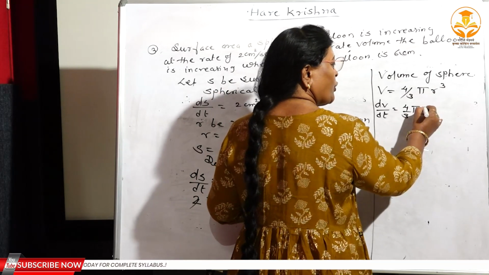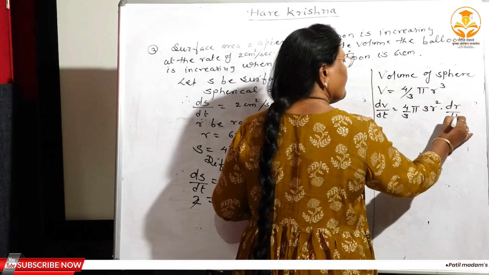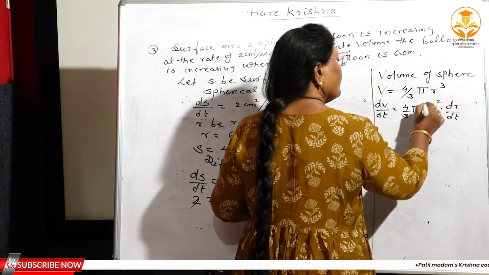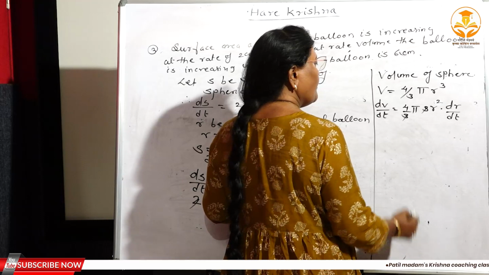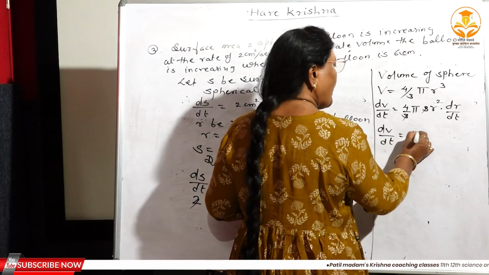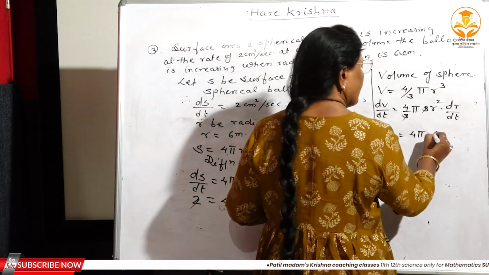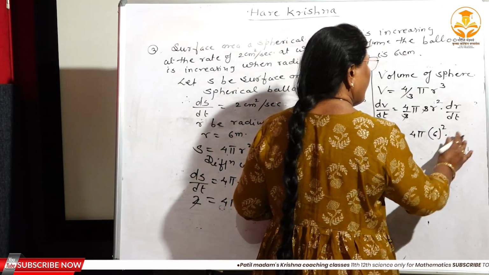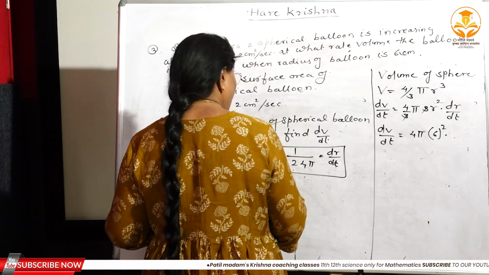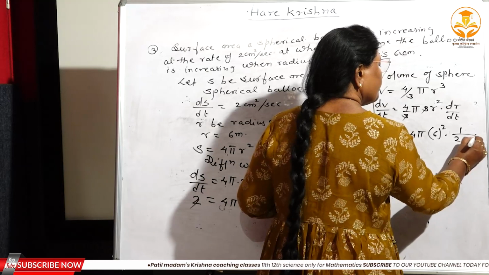The derivative of r cube is 3r square into dr by dt, isn't it? Again, very simple. This gets cancelled. dV by dt is equal to 4 pi. Again, what is the radius here? The radius is 6. 6 square, and again dr by dt is equal to 1 upon 24 pi.